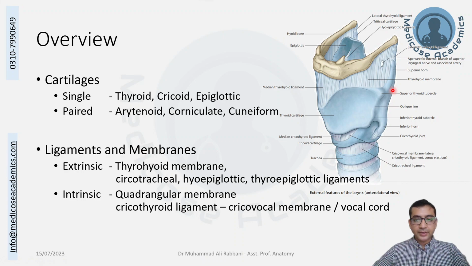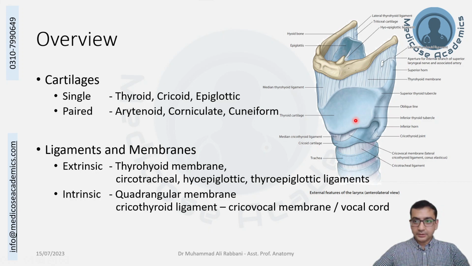There are extrinsic membranes that join the larynx to the external structures, like the thyrohyoid membrane, the hyoepiglottic membrane, the cricotracheal membrane between the cricoid and trachea, and then the thyroepiglottic membrane, from the thyroid cartilage to the epiglottis. These are extrinsic, and the intrinsic ones consist of two membranes: the quadrilateral membrane and the cricothyroid and cricovocal membranes. We will be going into the detail.